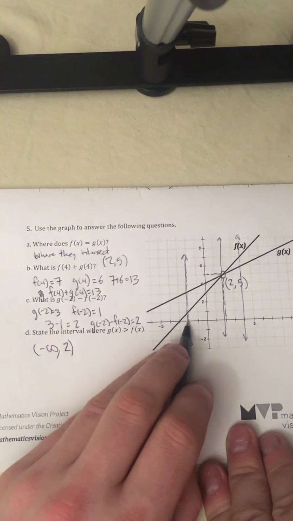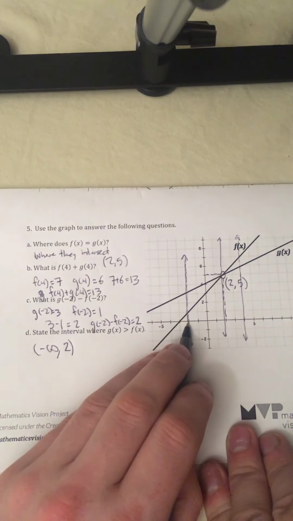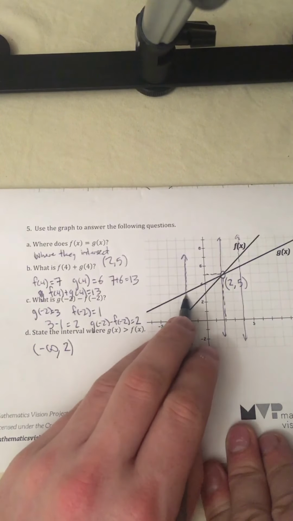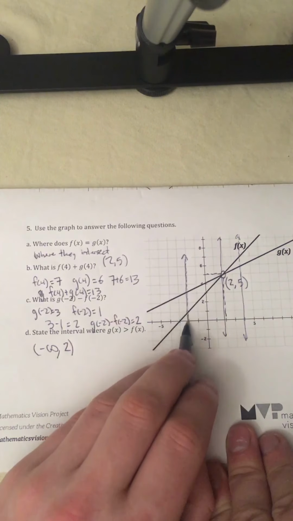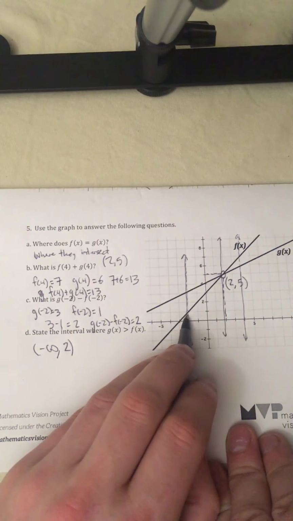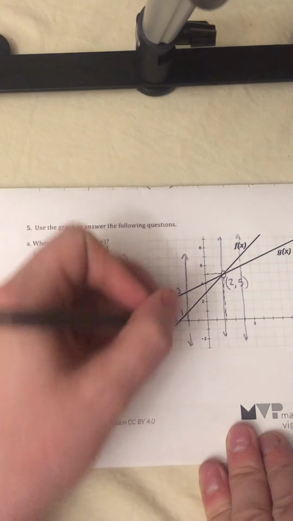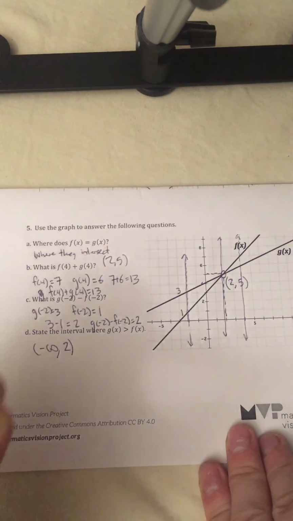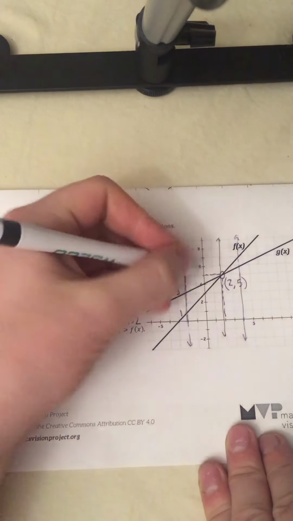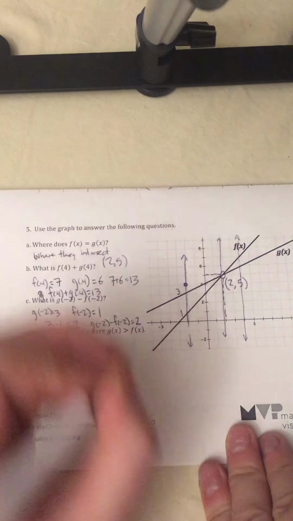So I picked negative 2. At negative 2, I want to see the value of f of x and g of x, and I'm going to add them together. On the graph, f of x is equal to 1, and g of x is equal to 3. So combined, they're equal to 4. So if I'm adding them together, that point would be right here.